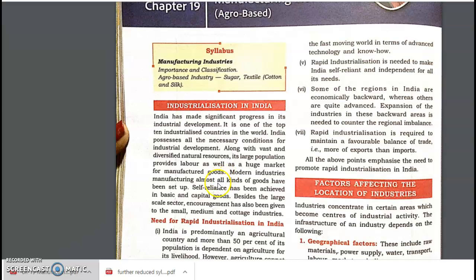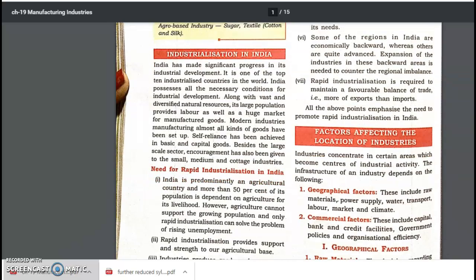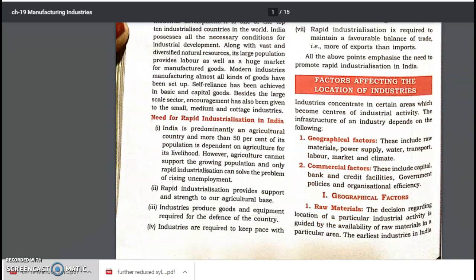Now, in modern industrial manufacturing, almost all kinds of goods have been set up, and we have reached a stage where we are self-reliant. That means we are able to produce our own goods and utilize them in our population. Besides the large-scale industries, we are also encouraging small-scale, medium-scale and cottage industries to be developed so that the development of the country can also go towards the villages.